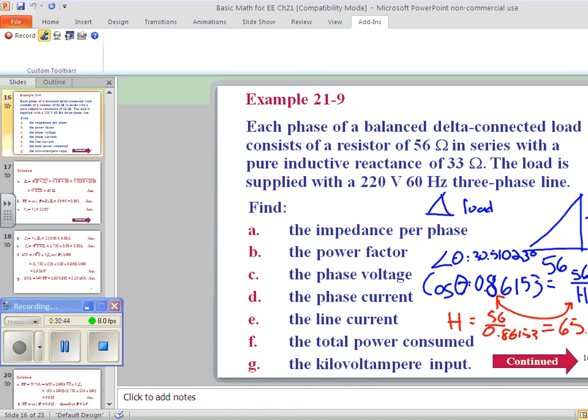Right on the money. Amazing, I tell you. Are those volt amps or just volts? No, that's ohms. That's your impedance, your total impedance. That's this answer right here, 65 ohms.